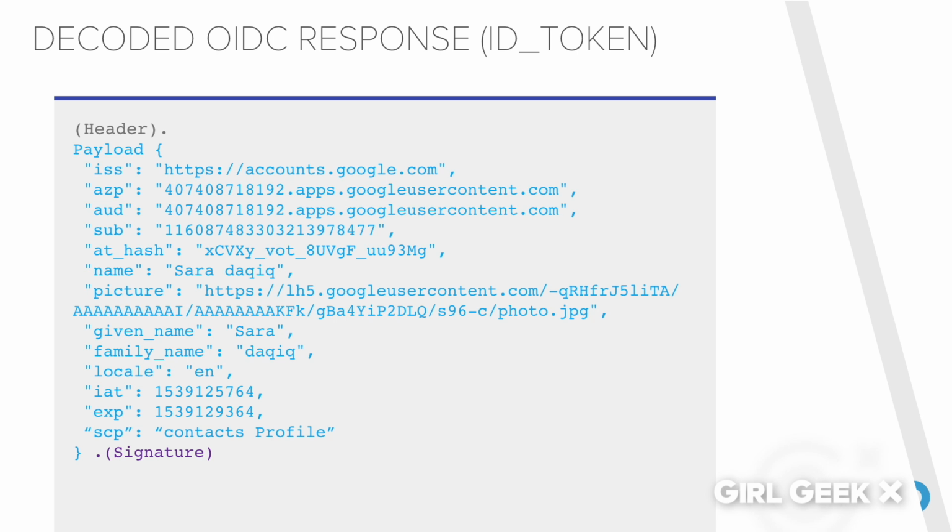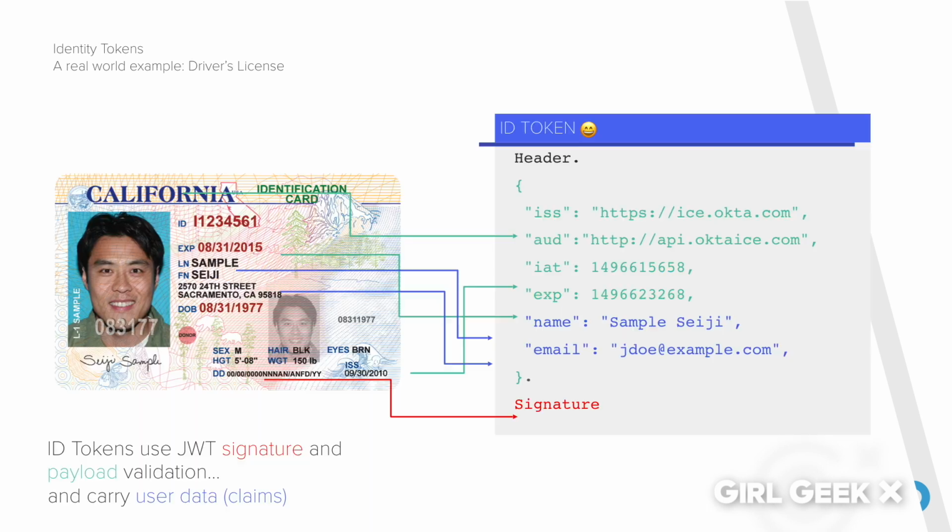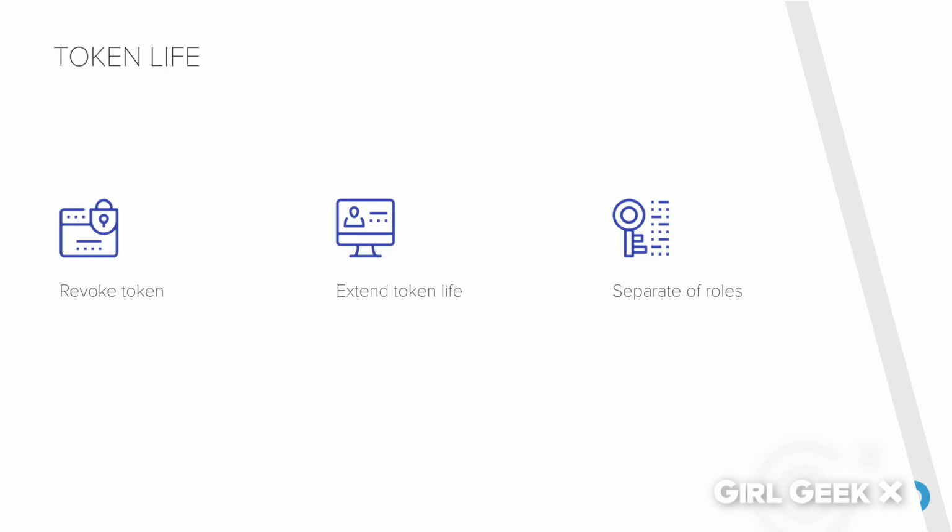You have the user information and you have the key, and it's just a JSON object, right? In reality, it's like your ID or a driver license. You have the name, you have the expiration, you have the header and the signature that proves that you're the right person. So that's a JSON object, right? The token life is revocable.